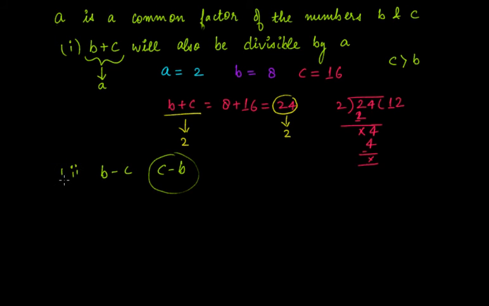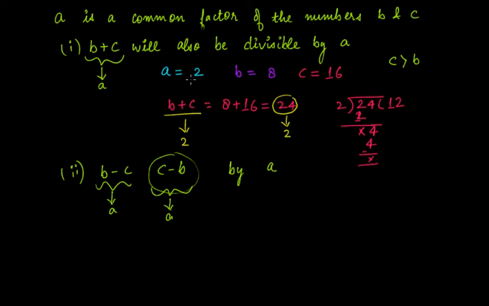This will be true for B minus C and C minus B. This is the second case. So the first one was for the positive one, the second one is for the negative one. It can be B minus C or C minus B, depending upon which number is greater and which number is smaller. So B minus C or C minus B will also be divisible by A. That is, A will be a factor of this one or this one.